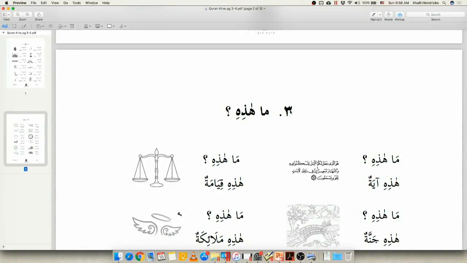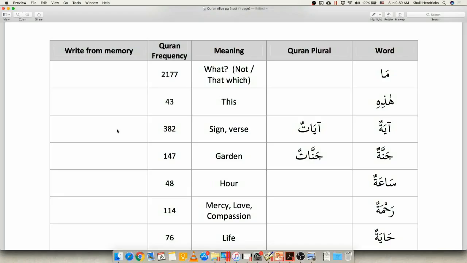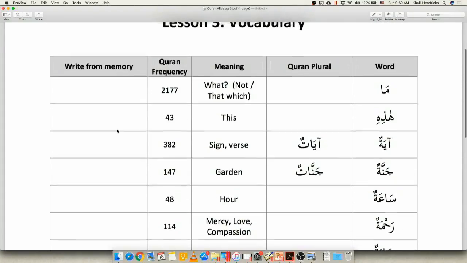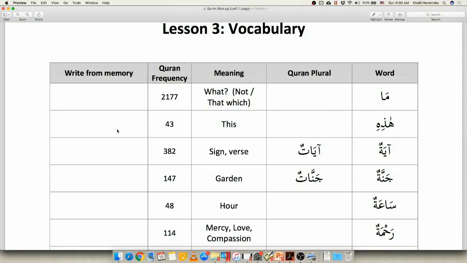Okay, last thing inshallah, go to page number 5 inshallah. Page number 5. Your homework is complete page number 5, the vocab sheet inshallah of Quran Alive. Try to memorize both the single and the plural inshallah.